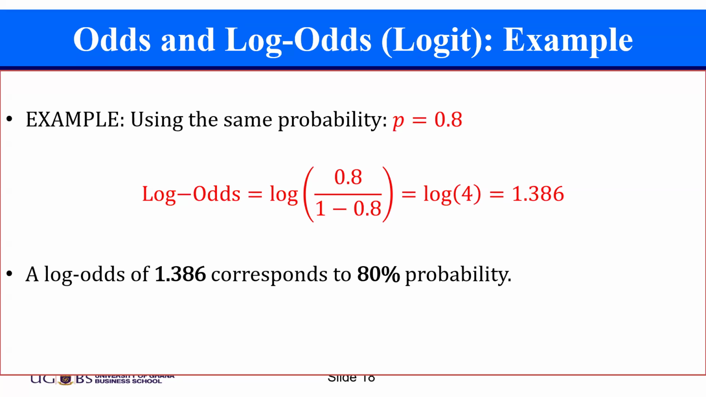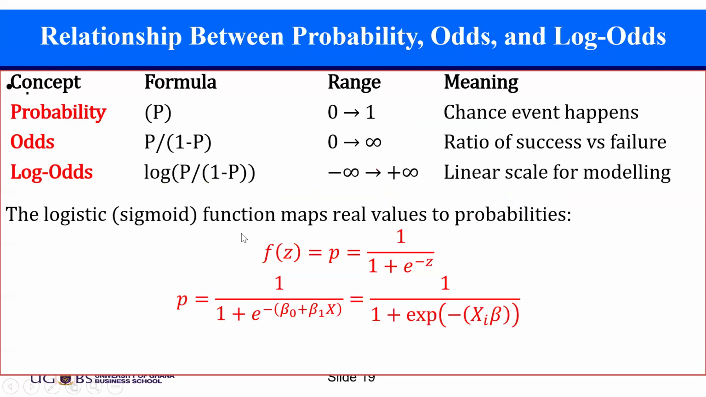Now, what does that mean? A log odds of 1.387 corresponds to 80% probability. That's what it means, because it actually corresponds to the log of 4. And the 4 actually corresponds to the 80% probability here. This is interesting. Once you understand this principle of logs, you can understand logistic regression when we get there.